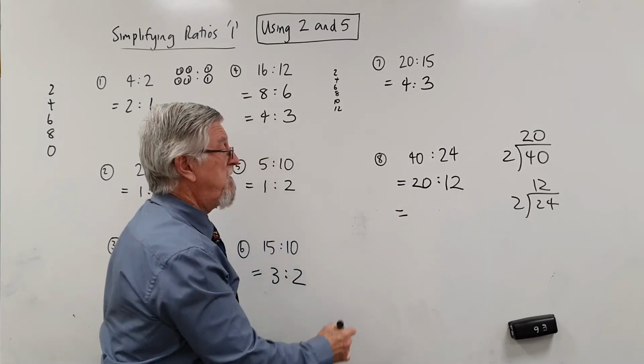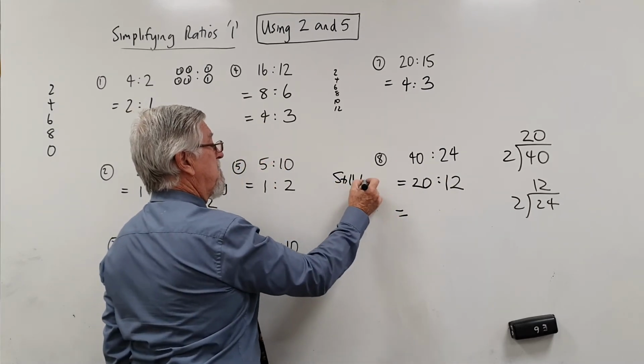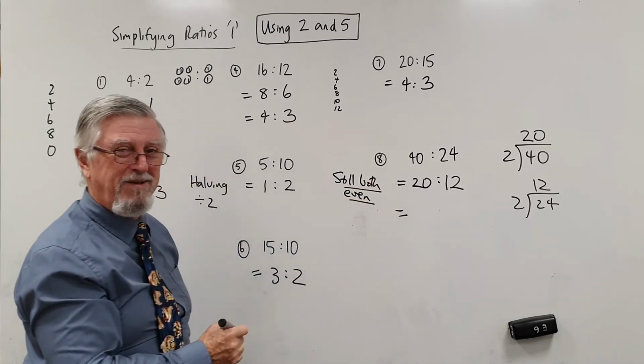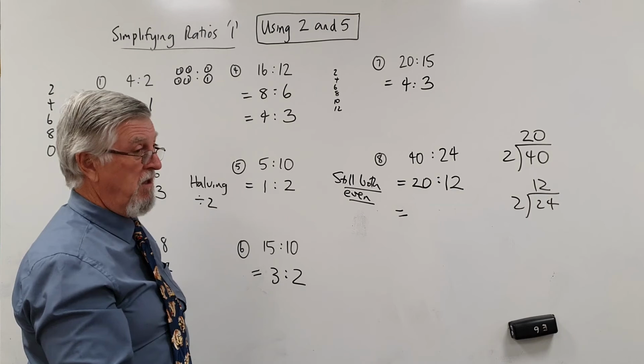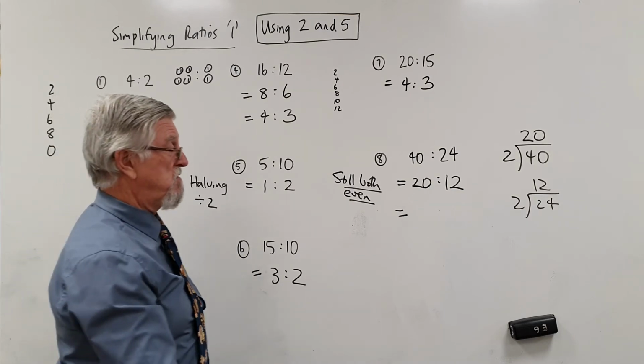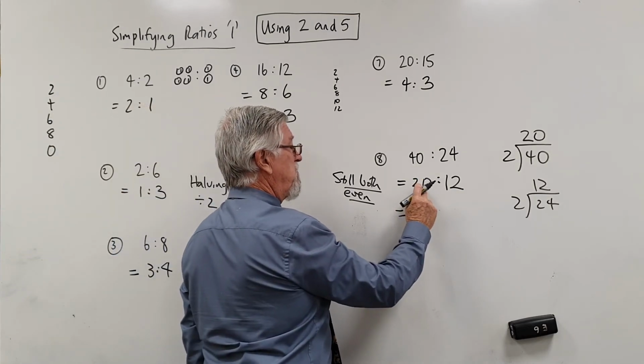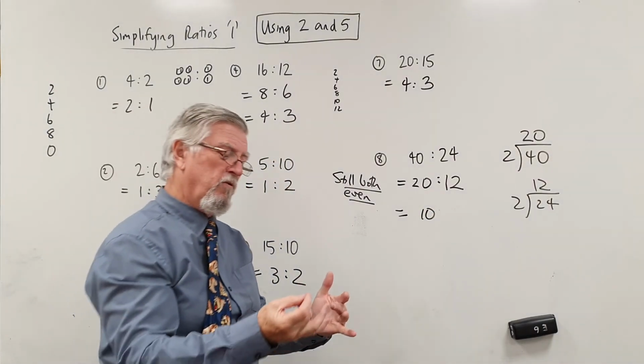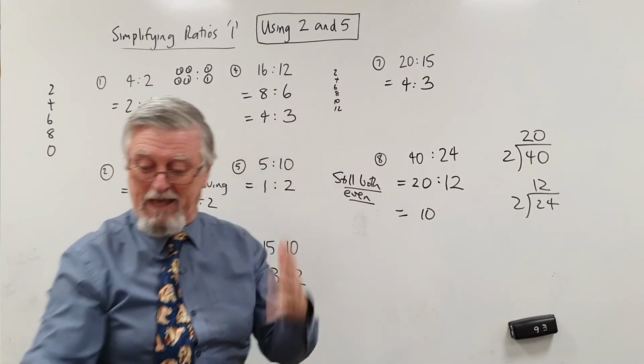Now they're still both even. I want to really make a note that they're still both even. So because they're still both even, we can go further and halve both of them again. Or how many 2's in the 20. So some people will go how many 2's in the 20, and they'll go 2, 4, 6, 8, 10, 12, 14, 16, 18, 20, and they get there 10 times.